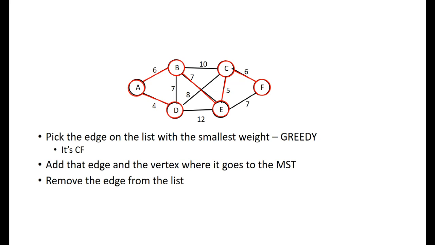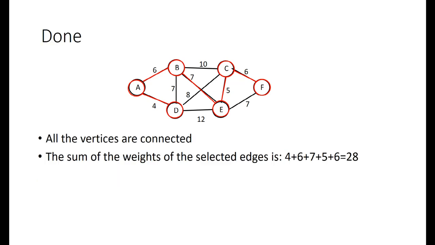We get to add that edge and the vertex where it goes to the minimal spanning tree, and we remove the edge from the list. And now we realize we're done. All the vertices are connected. We can look at the sum of the weights of the connected edges, and we get 4 plus 6 plus 7 plus 5 plus 6. We get a total of 28. So for a weighting of 28, we can connect all of the nodes.